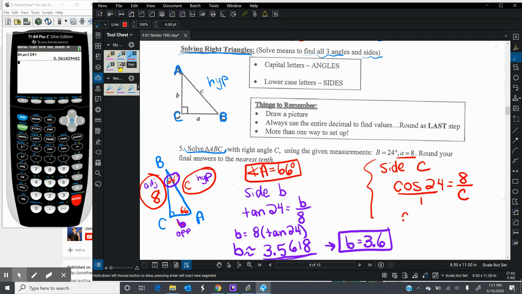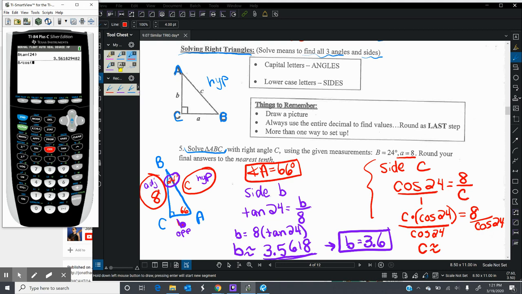Cross multiply to get c times cos 24 equals 8. c isn't standing alone yet, so we're going to divide by cosine 24. And c is going to approximate, with 4 decimal places, 8 divided by cos 24 gives us 8.7570.